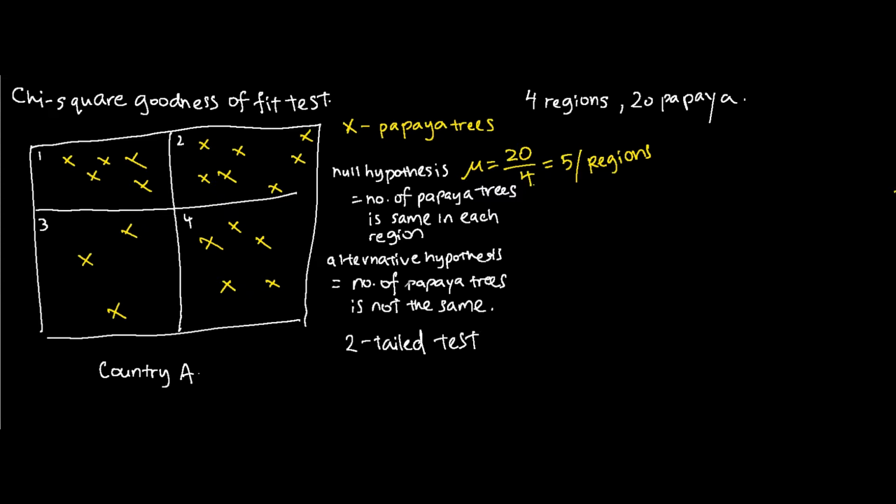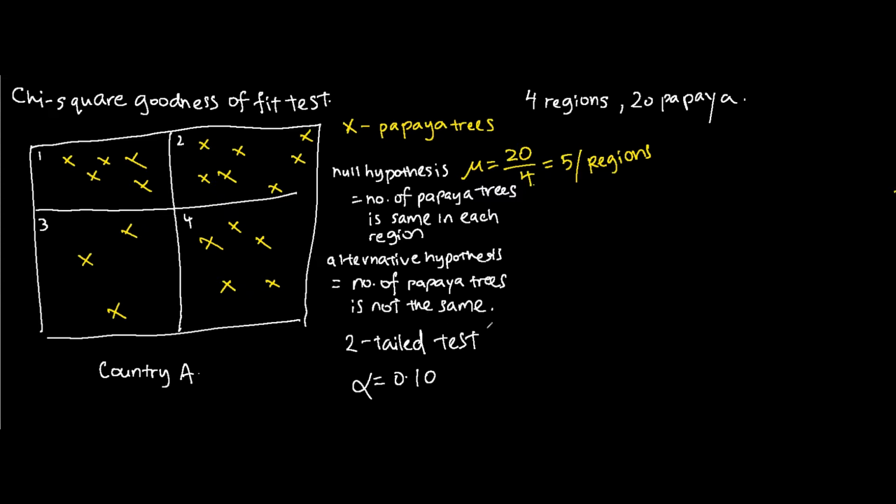Because my alternative hypothesis is the number of papaya trees being not the same, and suppose that I set alpha to be 0.10. You can set alpha as 0.05 and so on and so forth. It all depends on what you want your significance level to be.